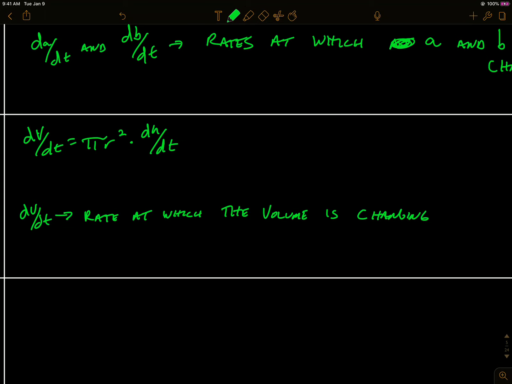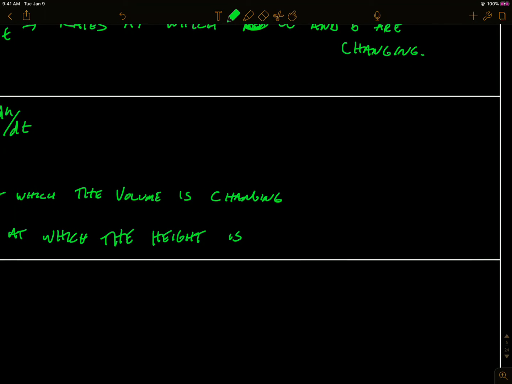And my pen just died here, so I'm going to charge that, and I'm going to pause. So it's dH dt is the rate at which the height is changing.